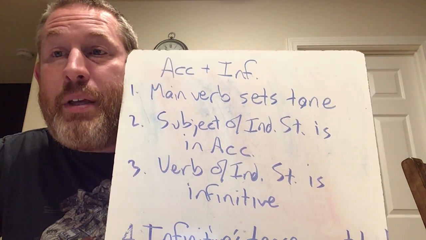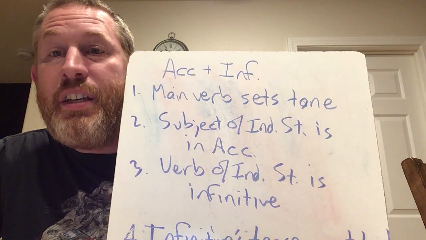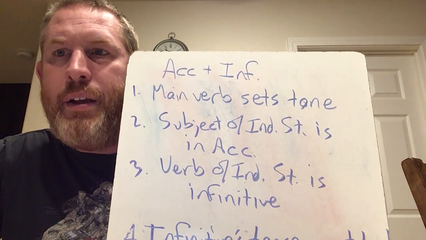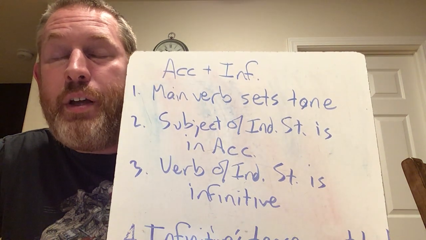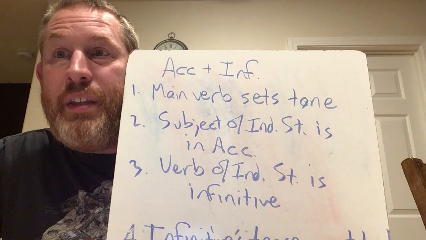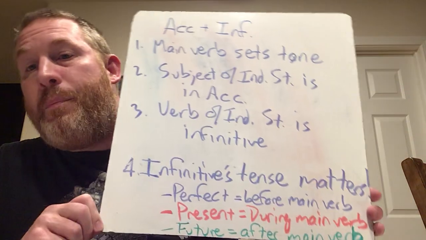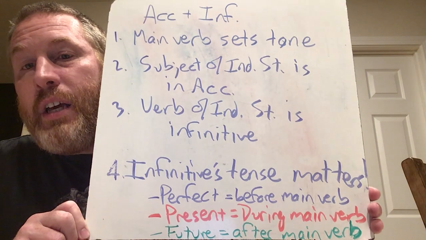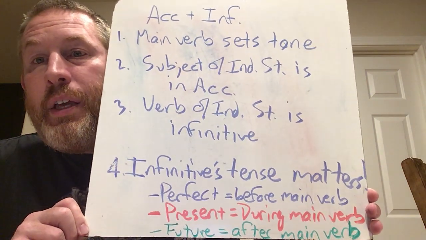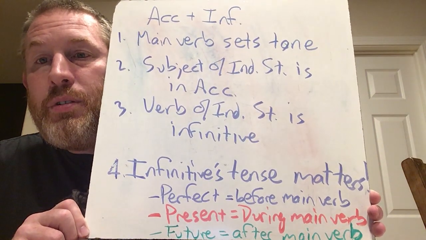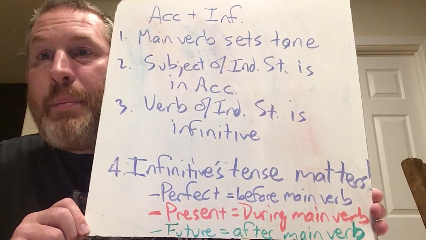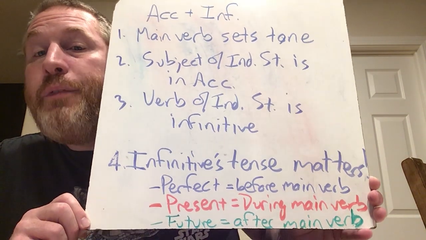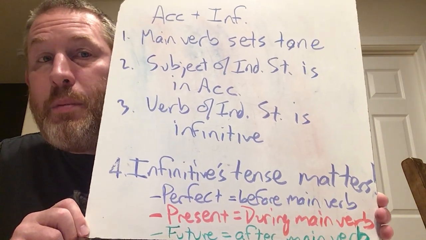Two, in an indirect statement, the subject of the indirect statement is in the accusative case, and I've highlighted them in red for this particular exercise. Number three, the verb of the indirect statement is always going to be the infinitive. Now, the fourth thing, and that's kind of the point of these three videos, is that the infinitive tense absolutely matters. The perfect tense is going to occur before the main verb. The present tense is going to happen at the same time as the main verb, and the future tense will happen after the main verb. And you saw that in the previous videos.